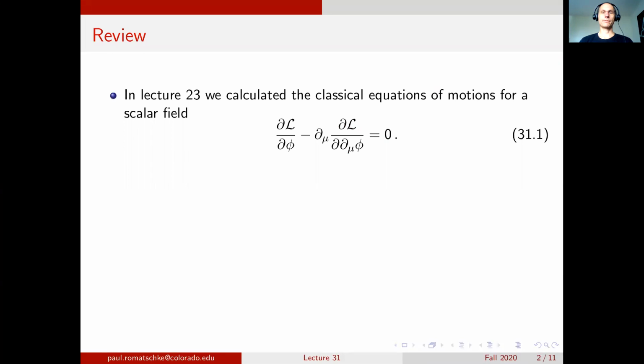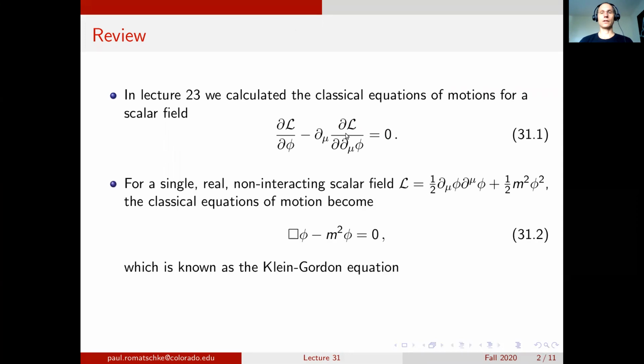In lecture 23, we calculated the classical equations of motion for a scalar field. These were given as the derivative of the Lagrangian density L, and if we were considering a real non-interacting scalar field with the Lagrangian density that's given in this equation here, these classical equations of motion become box phi minus m squared phi equals 0, which is known as the Klein-Gordon equation.